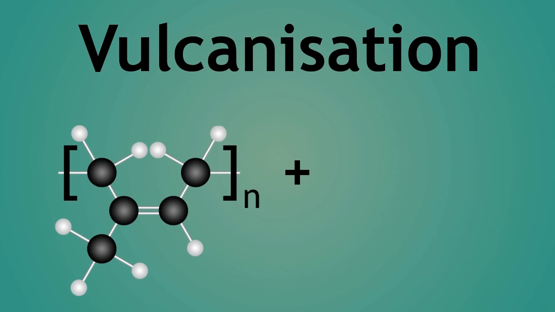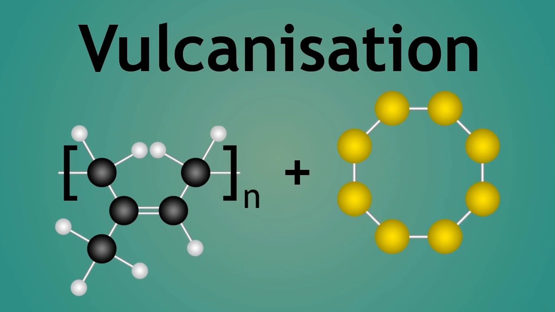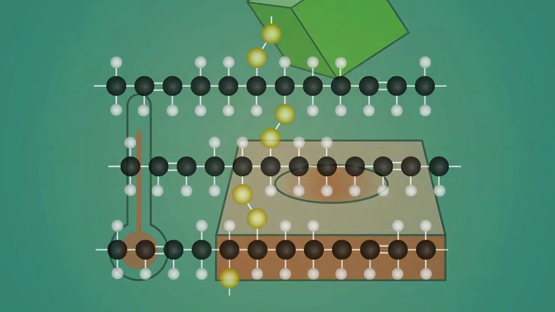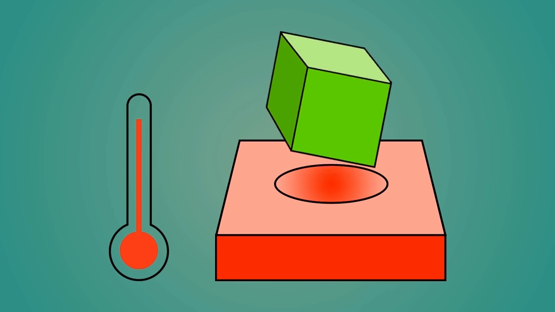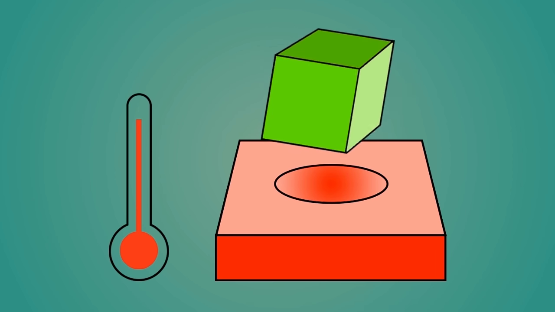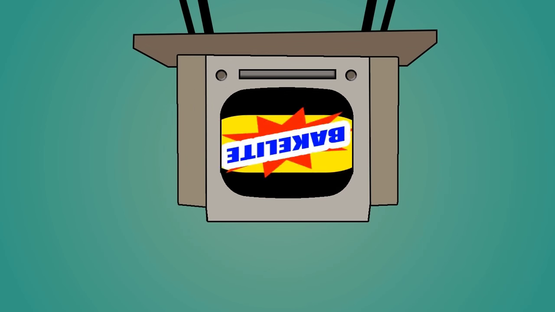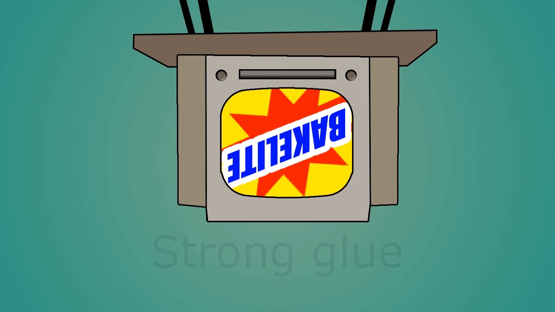For the vulcanization process, sulfur is added, so the disulfide bridges link the polymers together. The presence of these cross linkages greatly increases its strength and therefore does not soften easily when heated. Let's think about it. No matter how fast you ride your bike, the tires do not change shape. Some other examples of thermosetting polymers include a substance used to make old TV sets and certain types of strong glue.